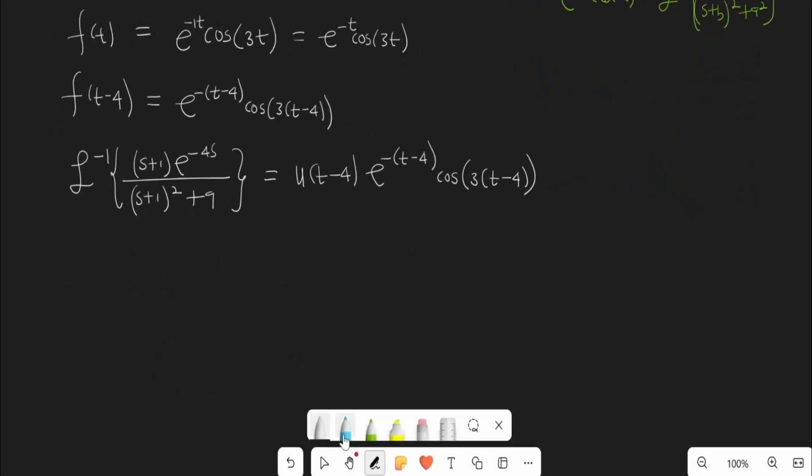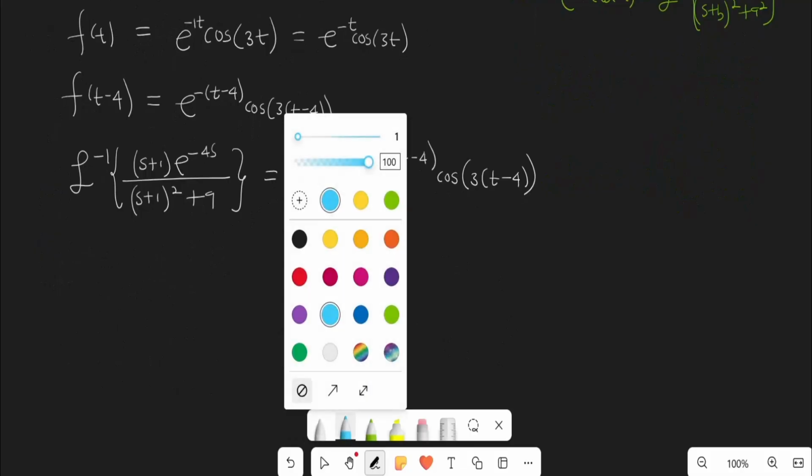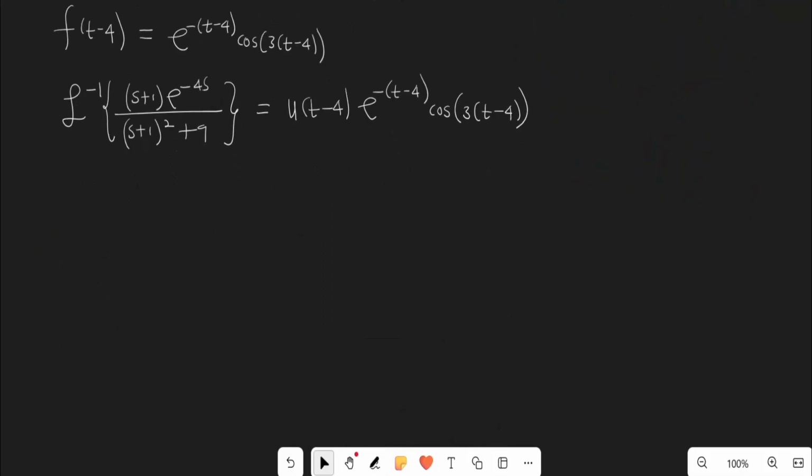So now let's go to the fifth one. I'm running out of colors, so let me do it in this one for the very first time. So the fifth one, why not? I'm going to solve this one, the Laplace inverse. How do you take the Laplace inverse of this? That is going to be 3 e to the negative 2s, divided by s plus 1, s plus 2 squared plus 25.